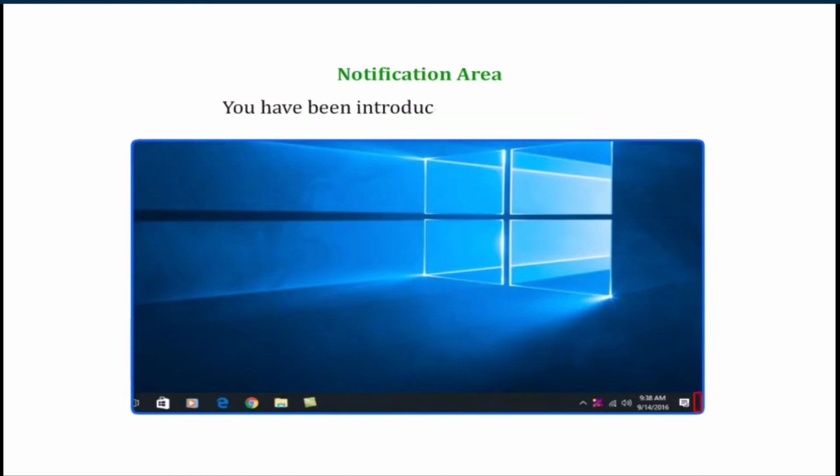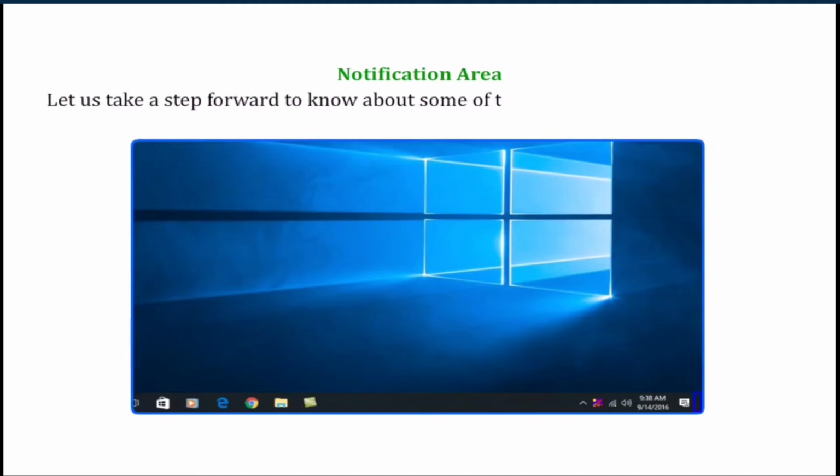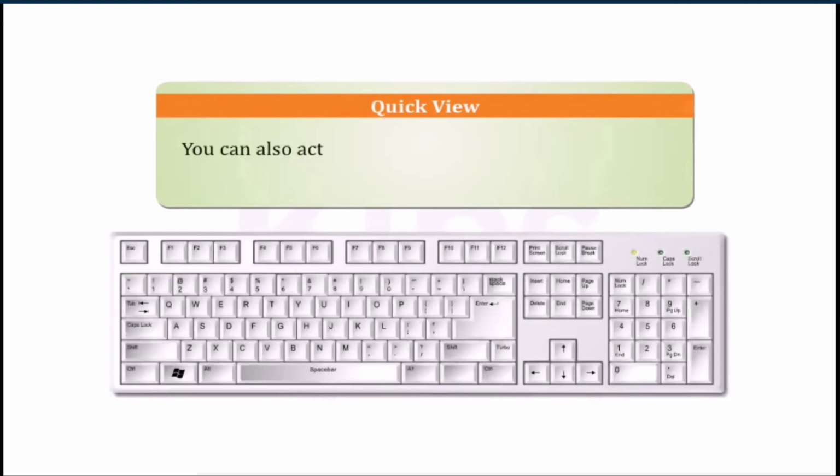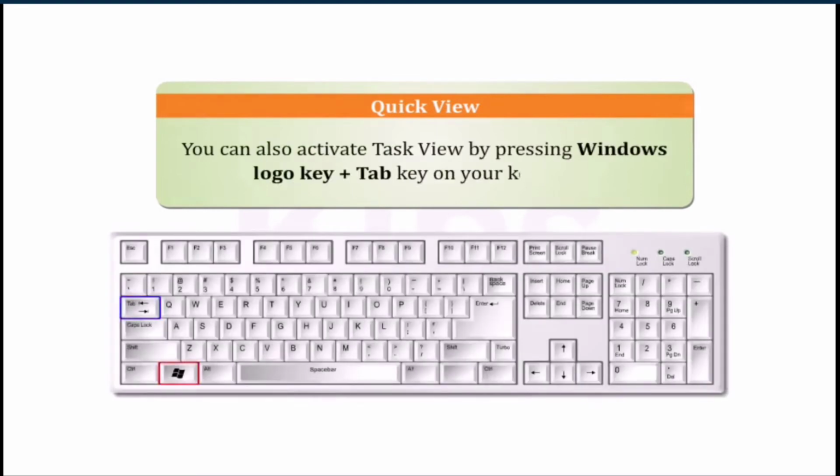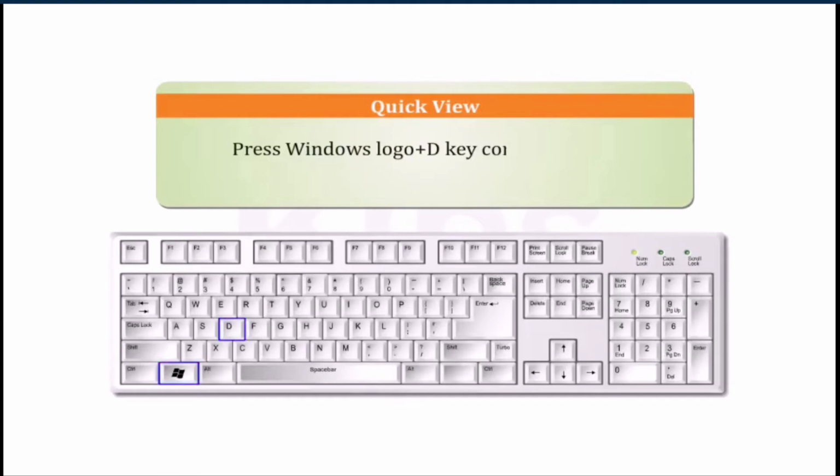You have been introduced with the desktop. Let us take a step forward to know about some of the basic operations that you can perform on your desktop. Students, let's take a quick view. You can also activate Task View by pressing the Windows logo key plus Tab key on your keyboard. Let us have a quick view. Press Windows key plus D key combination to minimize all open windows.